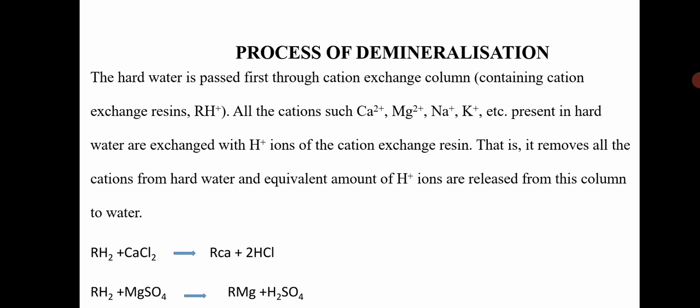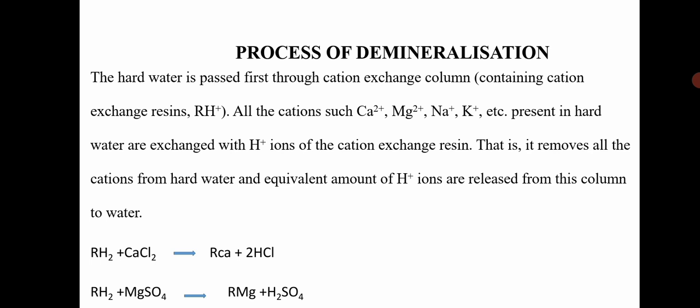Initially, the hard water, which contains the salts, is passed into the cationic resin column. The cationic resin column exchanges the cations present in the hard water. It removes the cations present in the water, and the remaining water is passed into the anionic resin column.